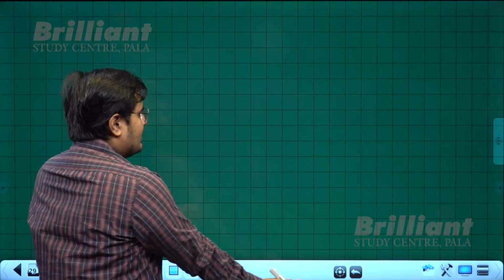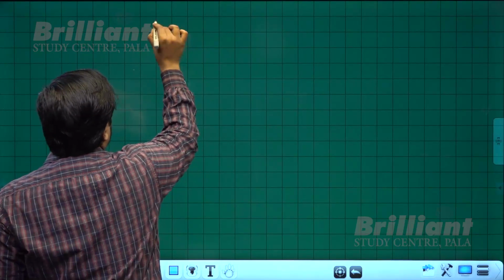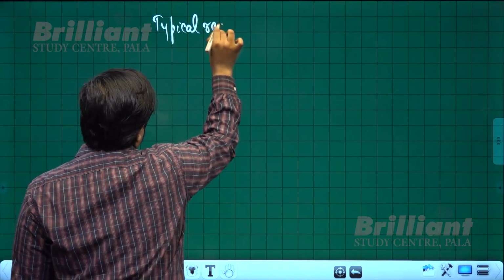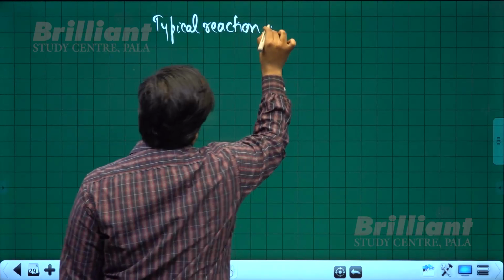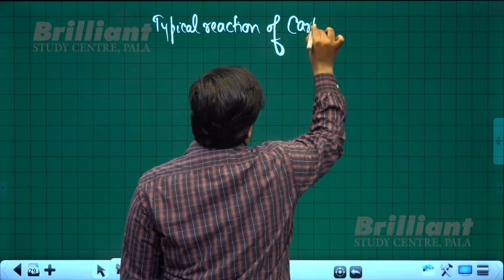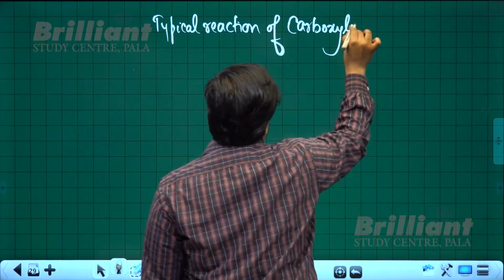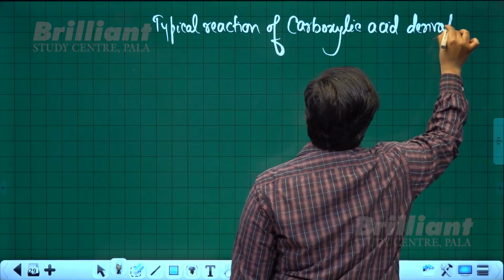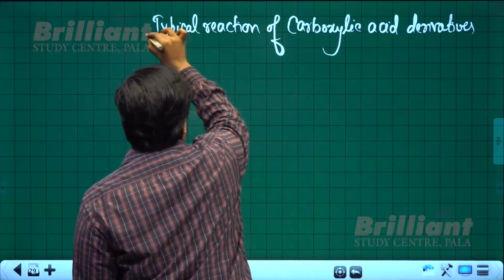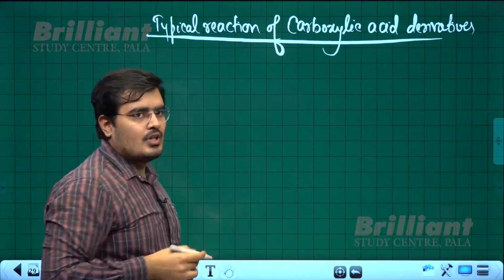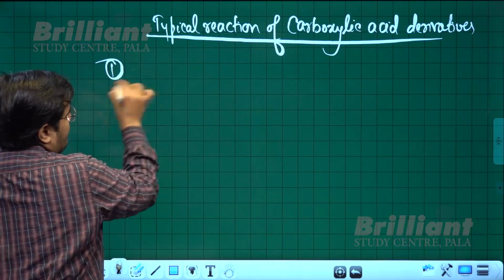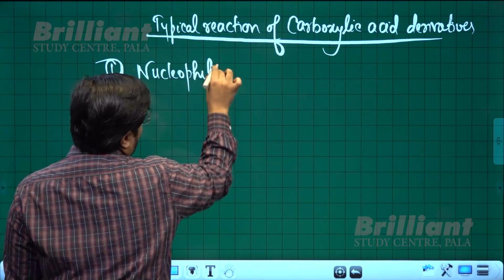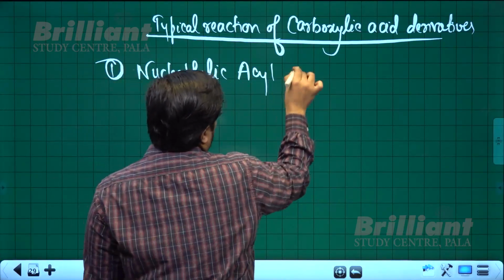What you will not learn in the other chapter is the typical reaction of carboxylic acid derivatives. Like what type of reaction carboxylic acid derivatives show, and what is the order of reactivity. So in this case, the type of reaction that they show is actually a nucleophilic acyl substitution reaction.